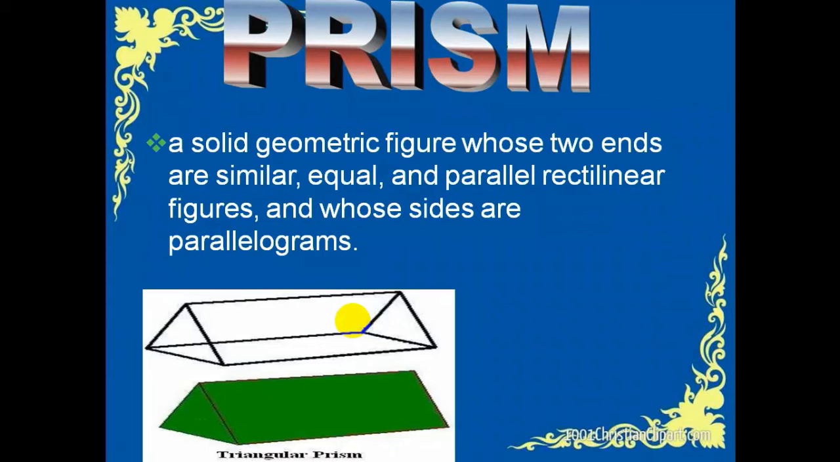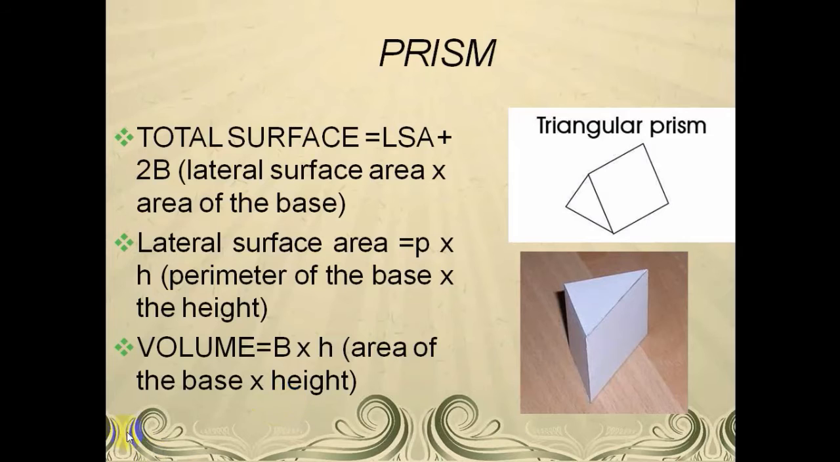Now prism. A prism is a solid geometrical figure whose two ends are similar, equal, and parallel rectilinear figures, and whose sides are parallelograms. You see over here, this is a prism, a triangular prism. How to find the total surface area of a prism? Total surface area is equal to the lateral surface area plus 2B, where B is the area of the base.